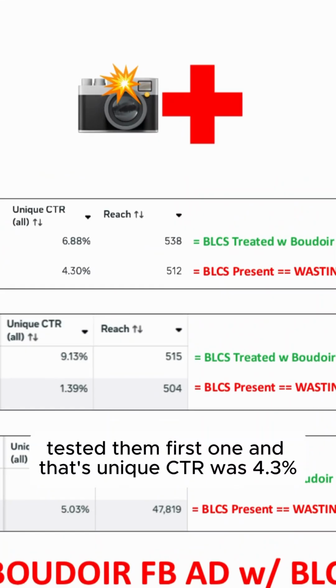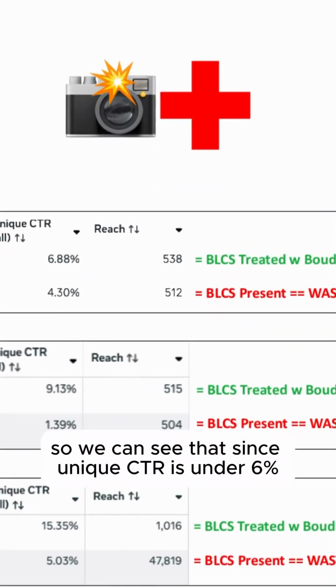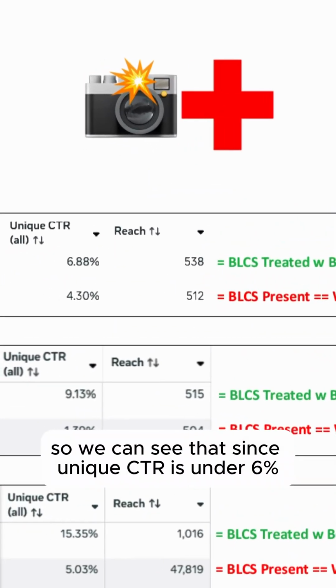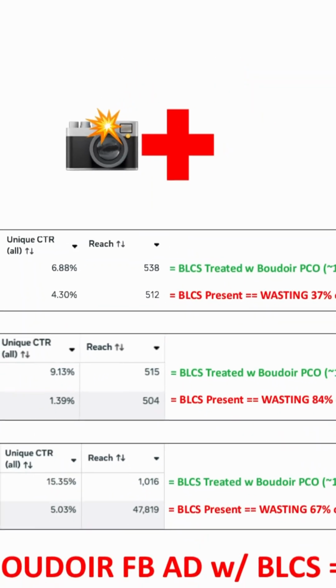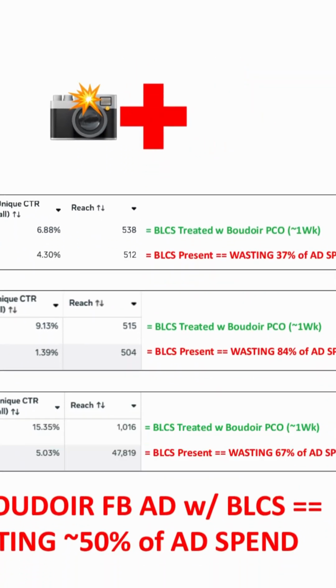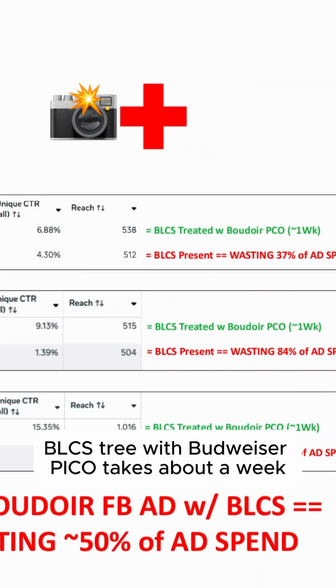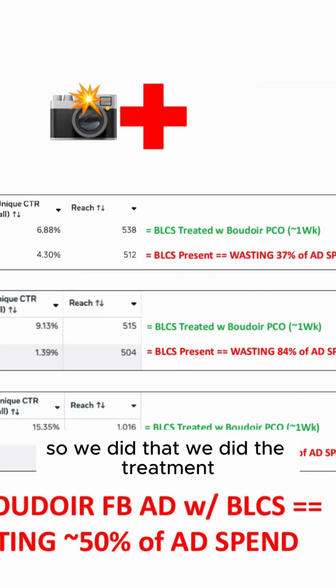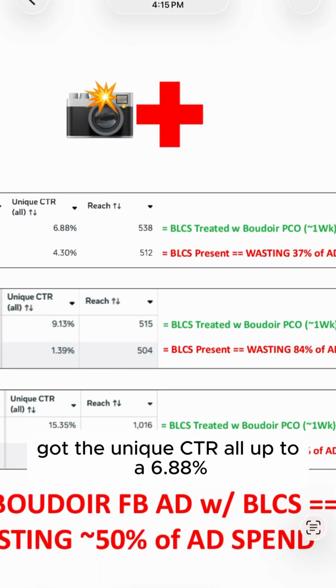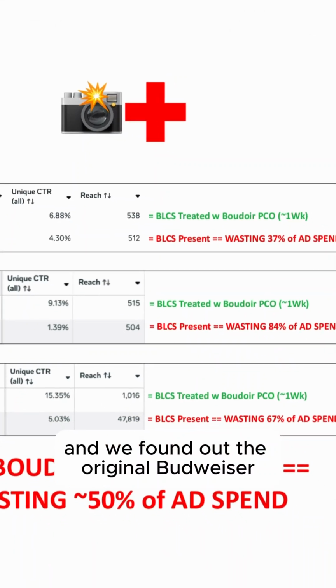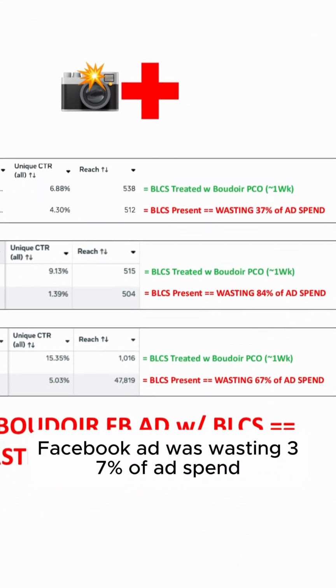First one, its unique CTR was 4.3%. So we can see that since unique CTR is under 6%, BLCS is present, aka yes, boudoir low click syndrome. But now we've got the solution for that. BLCS is treated with boudoir pico. It takes about a week, so we did that. We did the treatment and got the unique CTR up to 6.88%. And we found out the original boudoir Facebook ad was wasting 37% of ad spend.